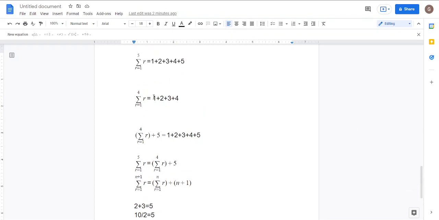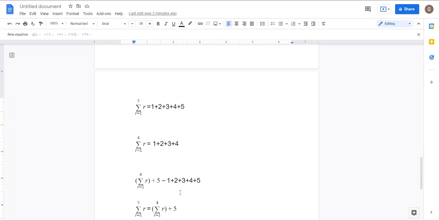Another way we could look at it is if we take back up here this first line. You agree that this second line is true, the sum of r from 1 to 4 is equal to 1 plus 2 plus 3 plus 4. But if you look here, this is the same thing as this, right? So we could replace this. One second.